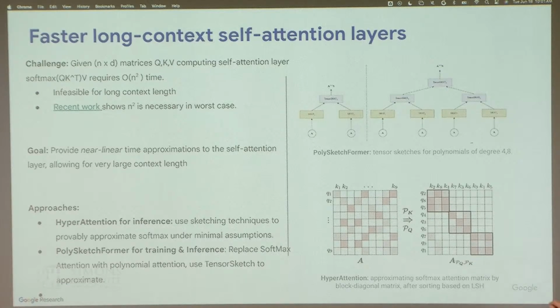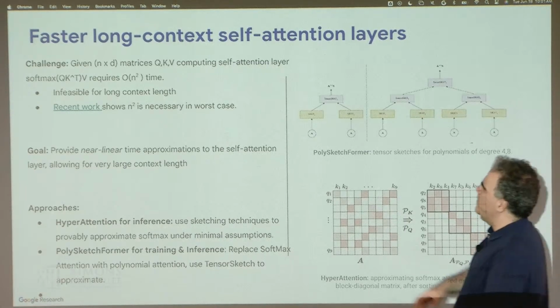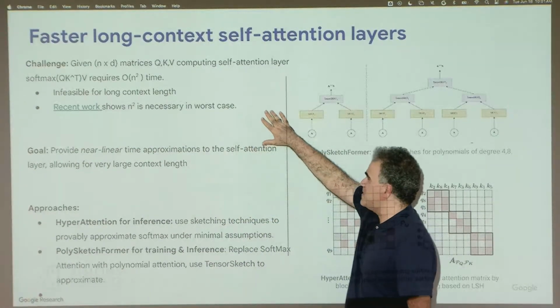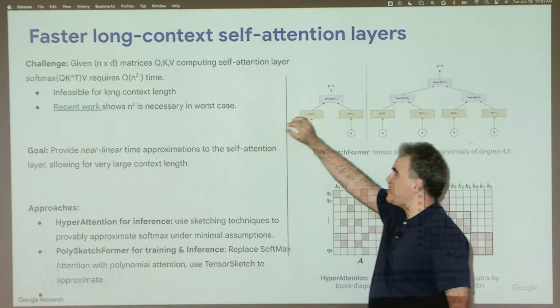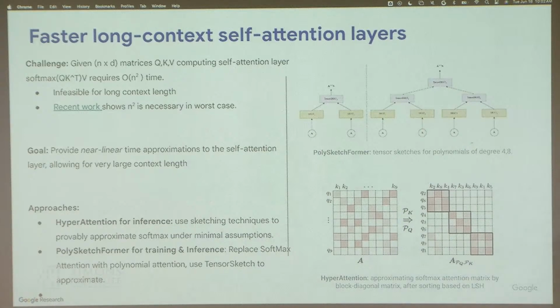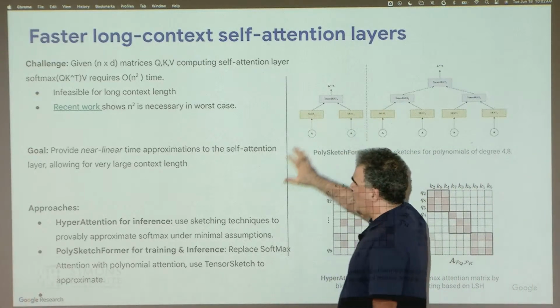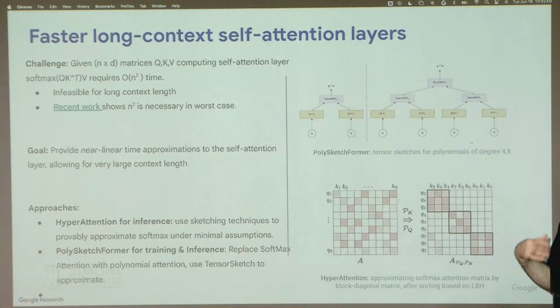by Josh and co-authors. It turns out that this recent work shows that you cannot achieve sub-quadratic time in the worst case. So now the question is, can we improve by making some assumptions on the matrices, or relaxing the softmax assumption? Because the hardness results only apply when we have softmax attention matrices.